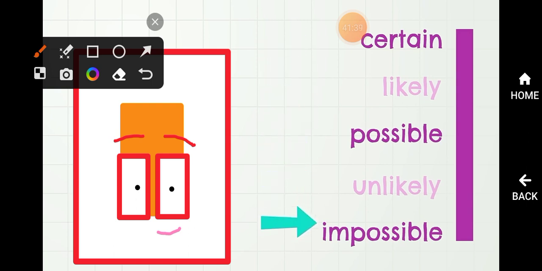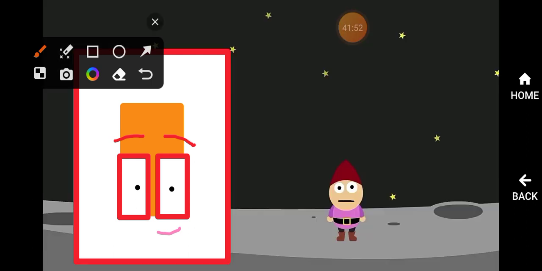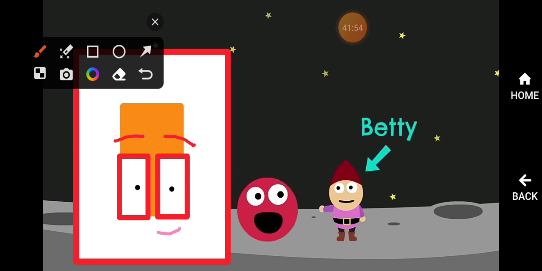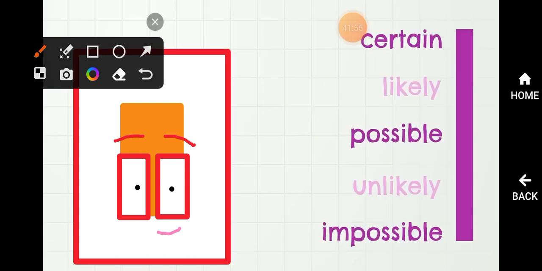Well, I fall asleep every night, so I think that this is something that is certain. Situation number two. After dinner, I will fly to the moon and meet a dwarf named Betty. Do you think that this is certain, possible, or impossible?